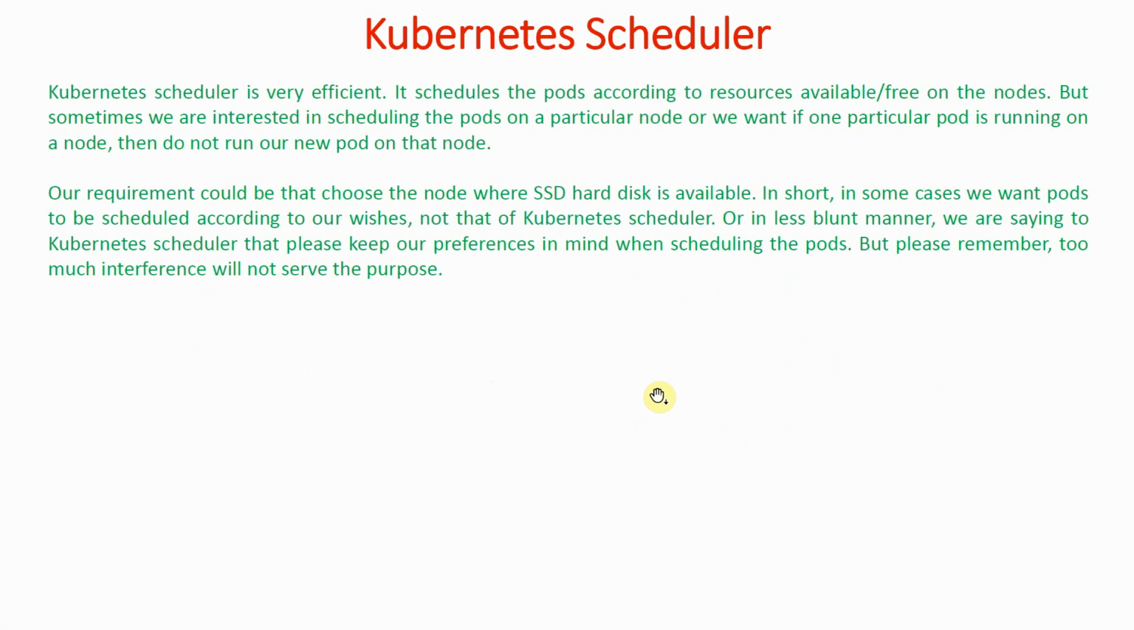It schedules the pod according to the resources available or free on the node. But sometimes we are interested in scheduling the pods on a particular node, or we want that if one particular pod is running on a node, then do not run our new pod on that node. Or our requirement could be to choose the node where an SSD hard disk is available. In short, in some cases we want pods to be scheduled according to our wishes, not that of the Kubernetes scheduler.